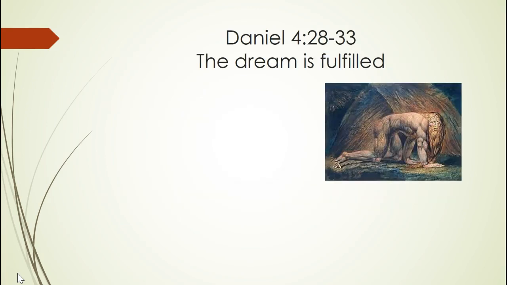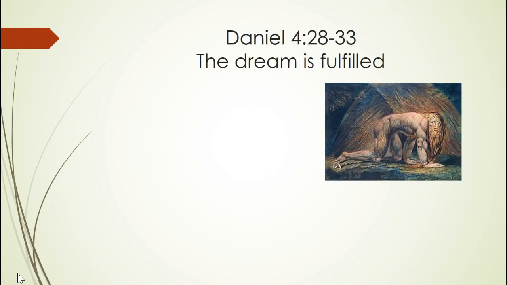All right, so we'll now look here at 28 through 33. All of this came upon King Nebuchadnezzar. At the time of 12 months, he was walking on the roof of the royal palace of Babylon. And the king said, "Is this not magnificent Babylon, which I have built as a royal capital by my mighty power and for my glorious majesty?"